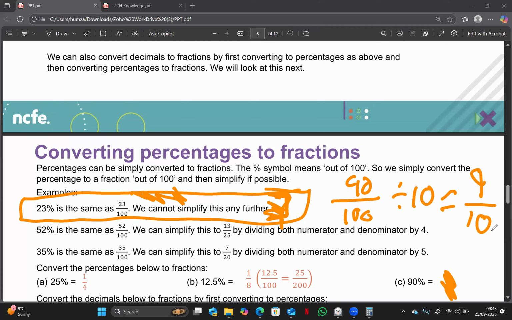9 over 9 is 1. No, I don't think so. No, no. So that's the final answer then. Okay? Yeah, well done, guys. That's the final answer.